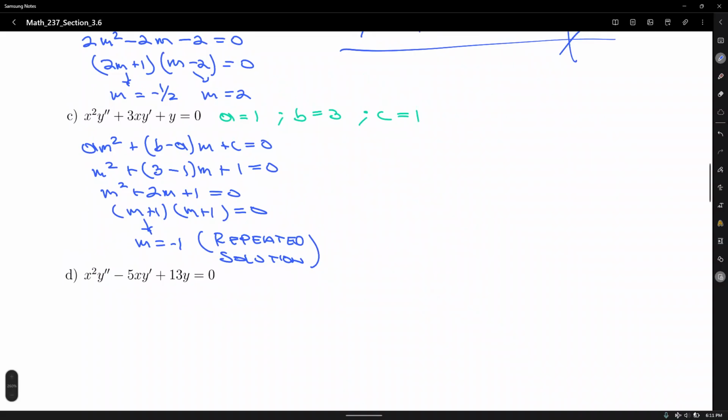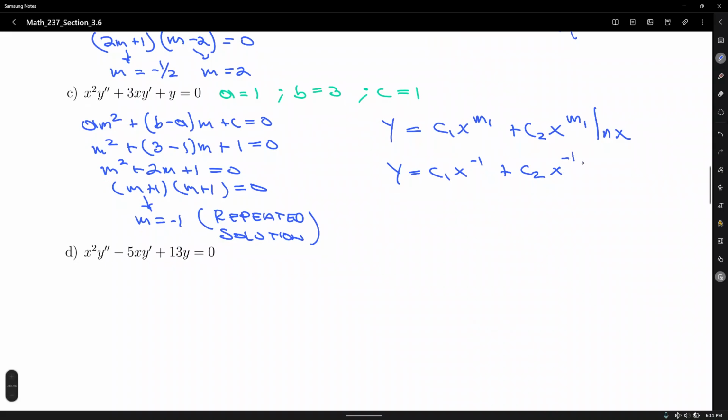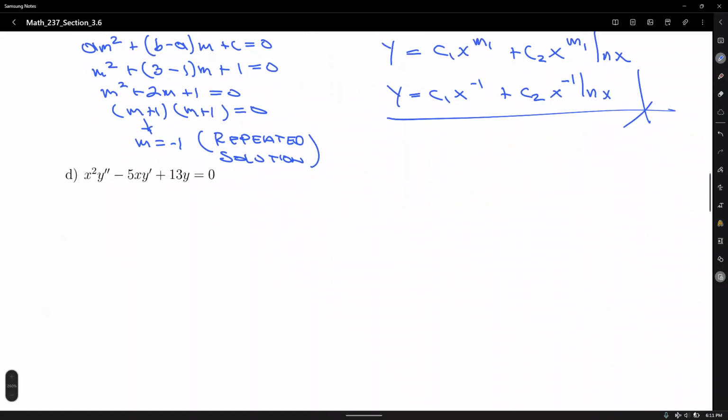In this case, we have repeated solutions, so that's going to be of the form y equals c1 x to the m1 plus c2 x to the m1 times ln of x, with one factor of ln of x. All right, so y equals c1 x to the negative 1 plus c2 x to the negative 1 ln of x. Final answer.